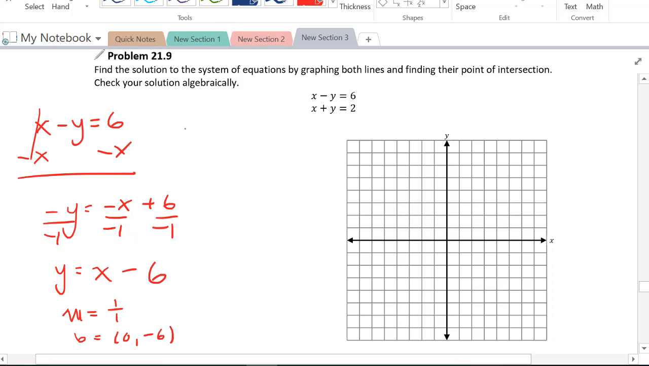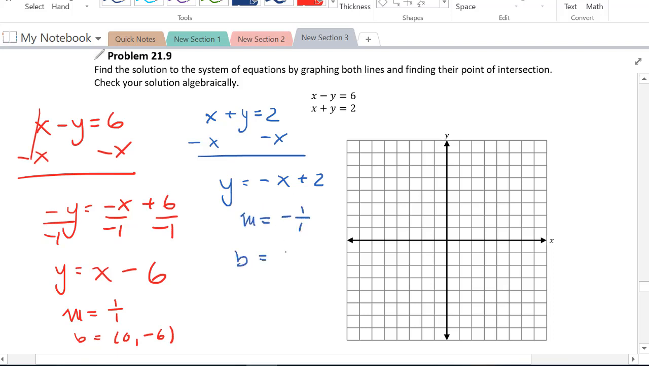Okay, second equation, you have x plus y equals 2. Solve for y, minus x to both sides. So we get y is equal to negative x plus 2. And that's it, actually. So what's the slope? Negative 1 over 1. What's the y-intercept? 0, 2. Okay, same thing as before, pretty much. So let's plot the 2 points. For the first one, we have negative 6. So 1, 2, 3, 4, 5, 6. Here's my y-intercept. And I'm going to go up 1, right 1. There you go. Up 1, right 1.